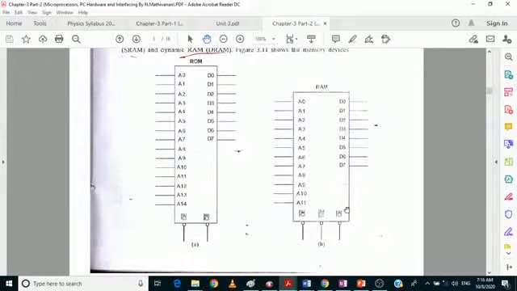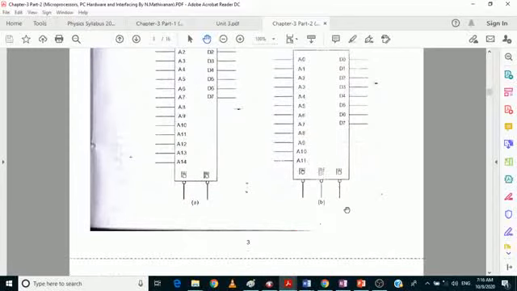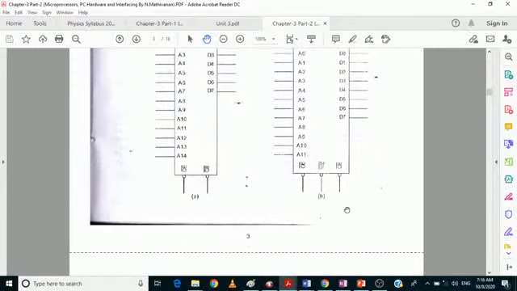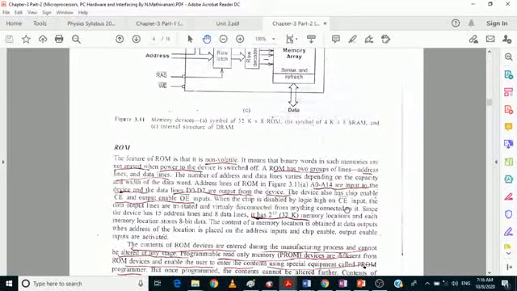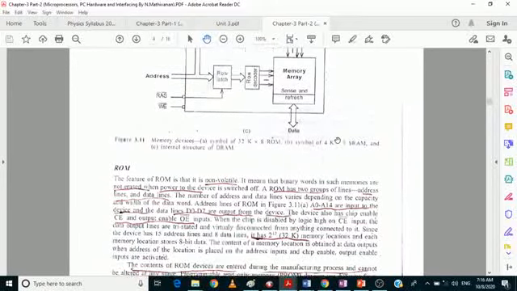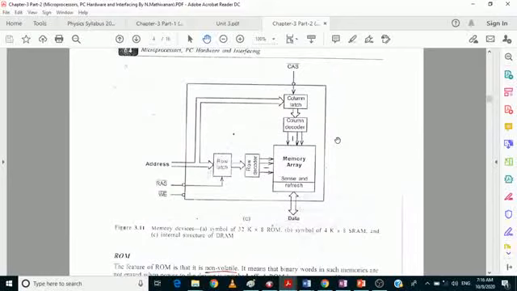Now we'll go to the DRAM. We are studying about the DRAM, right? So what is the drawback of the DRAM? The drawback of the DRAM is that we are supposed to refresh it periodically. Why are we supposed to refresh the DRAM periodically? Because the DRAM is constructed with the help of capacitors.